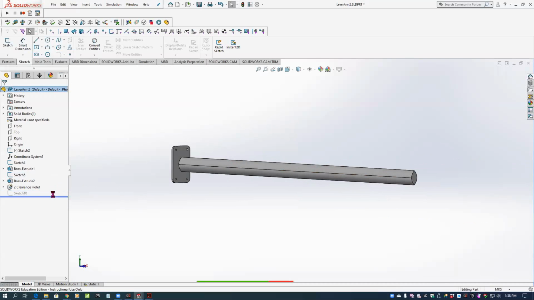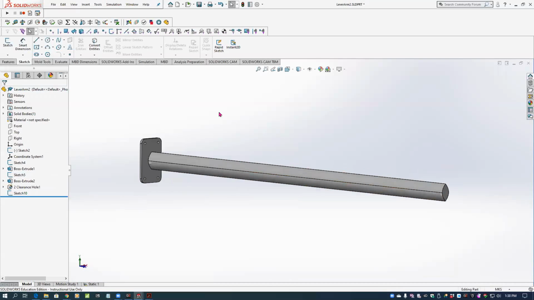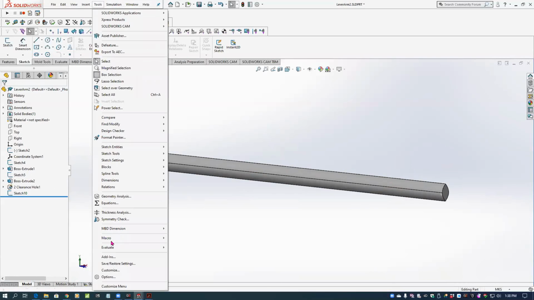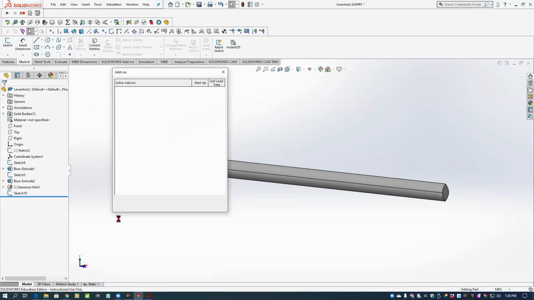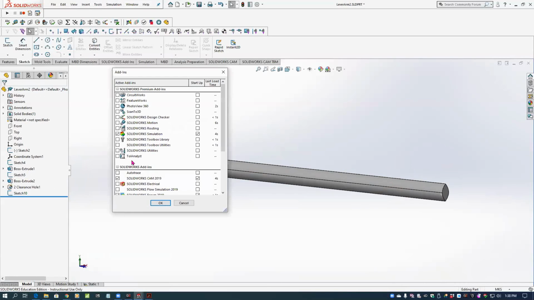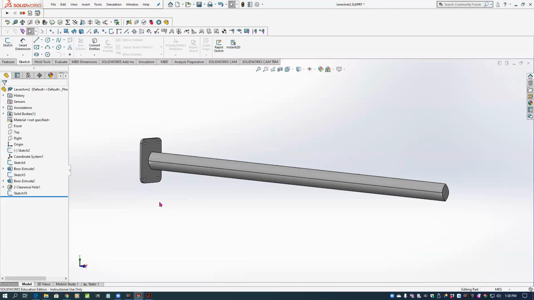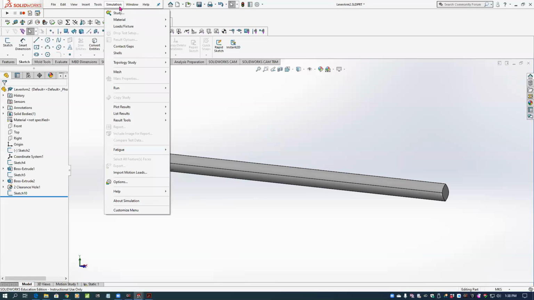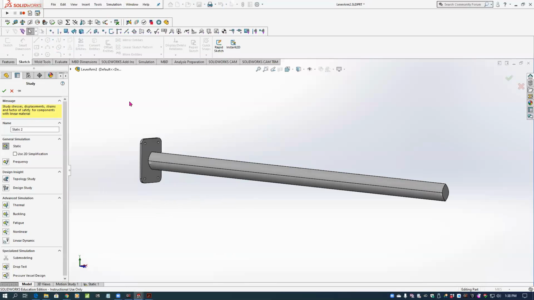So once I have my cantilever in the system, I would make sure that my simulation package is loaded. If it's not, you can go to Tools, Add-ins, and make sure that your SolidWorks Simulation is loaded. Once I get those in there, I create my simulation study.